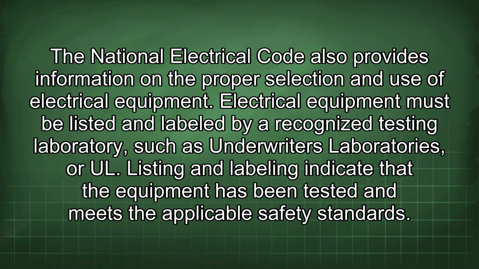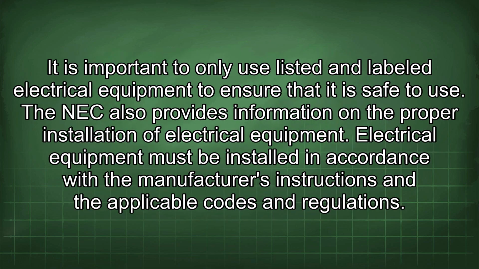The National Electrical Code also provides information on the proper selection and use of electrical equipment. Electrical equipment must be listed and labeled by a recognized testing laboratory such as Underwriters Laboratories, or UL. Listing and labeling indicate that the equipment has been tested and meets the applicable safety standards. It is important to only use listed and labeled electrical equipment to ensure that it is safe to use.